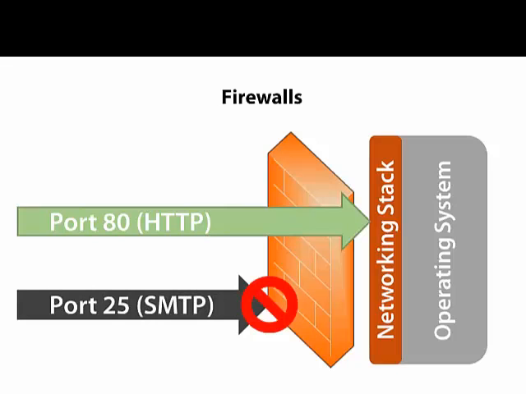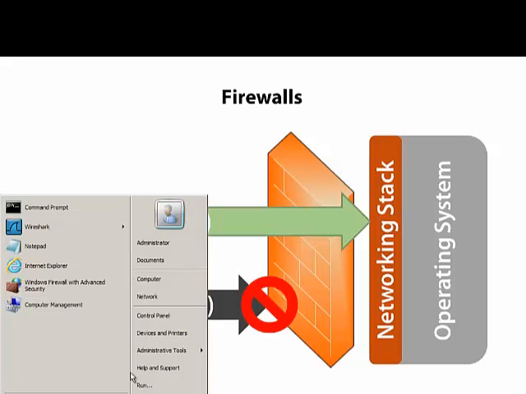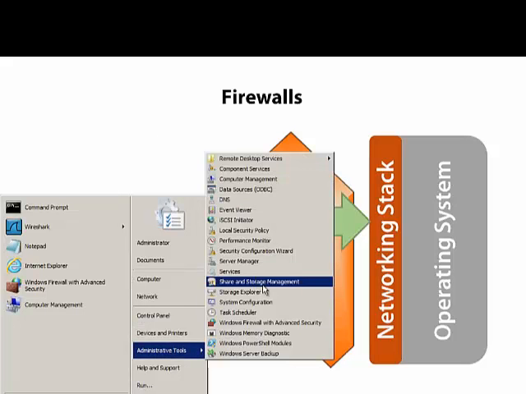Whereas if other traffic, where there's no rule that defines the traffic's allowed in, comes to the firewall, it will not allow it through into the operating system. So for example, in this case, port 25 or SMTP traffic, there's no rule, it will not allow it through the firewall. I'm going to open Windows Firewall with Advanced Security.